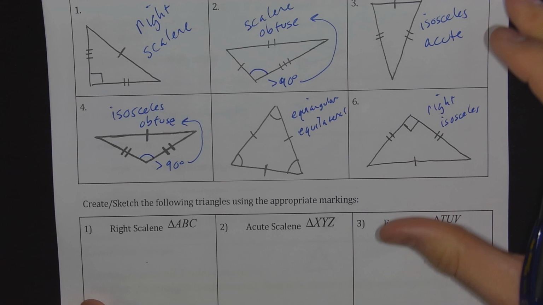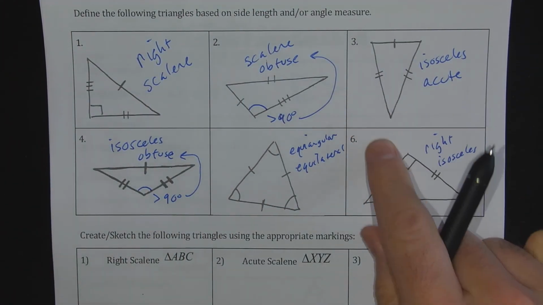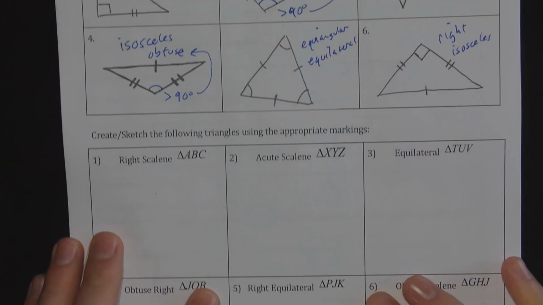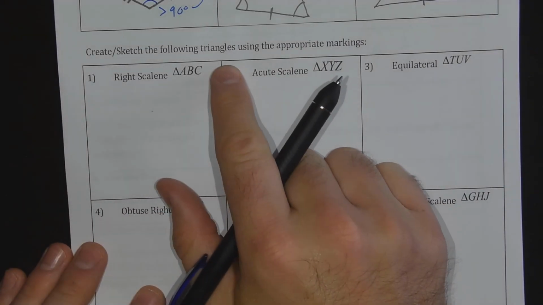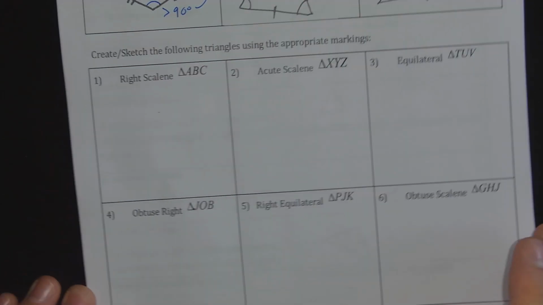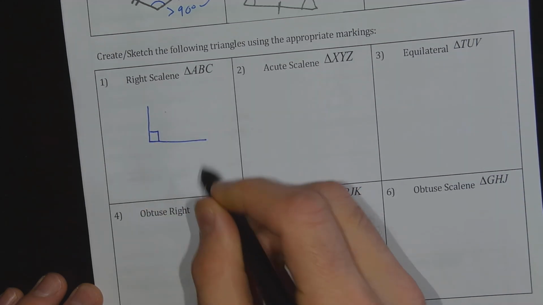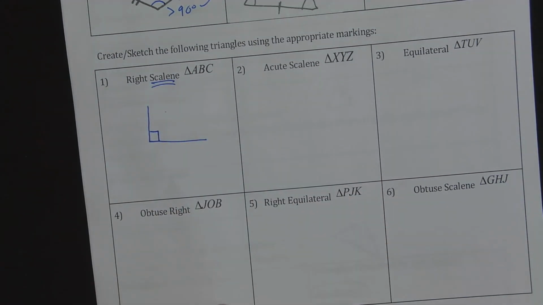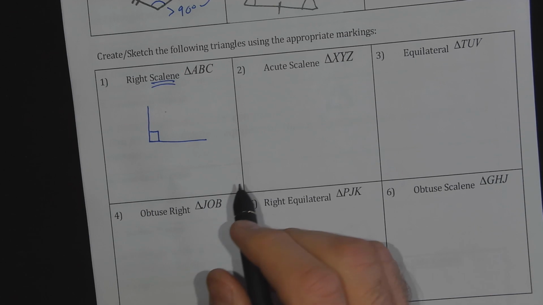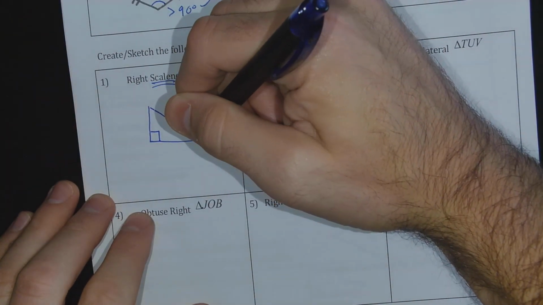All right, that's the first section completed, classifying based on its side length and angle measures. So you need 2 answers per diagram. The second section asks you to actually create a sketch for the following triangles using the appropriate markings. So the first one, right scalene. So draw a right angle to start. Scalene means 3 sides that are not the same. So draw your 2 legs of your right triangle different lengths, and then just connect them like that.